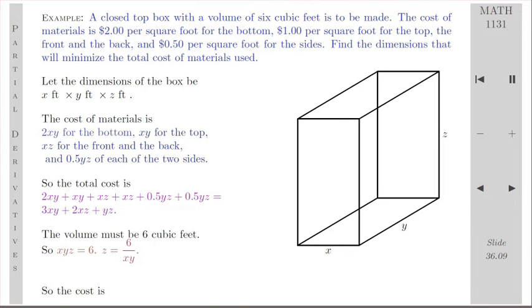z is 6 over xy. If I substitute this for z in here, I get 3xy plus 2x times 6 over xy plus y times 6 over xy. I can simplify these two terms. I can cancel an x here, a y here. So I get 12 over y plus 6 over x. I'm going to write that using negative exponents. So I'm going to write 12 over y as 12y to the negative 1, 6 over x as 6x to the negative 1.